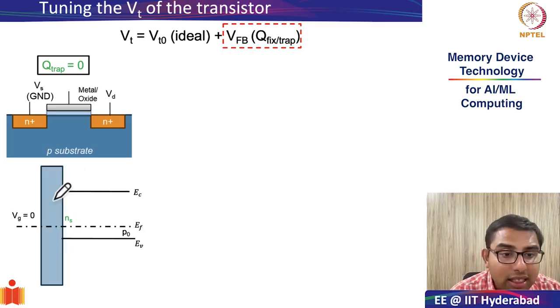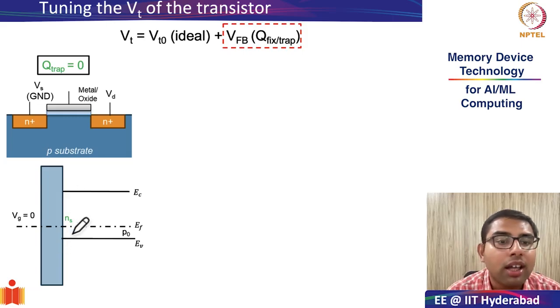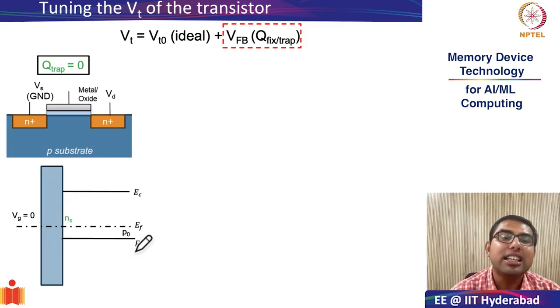Currently, in the flat band condition, the number of electrons at the interface of the oxide and semiconductor is very little. Why? Because the Fermi level is closer to the valence band. This simply means that the entire region is p-type.